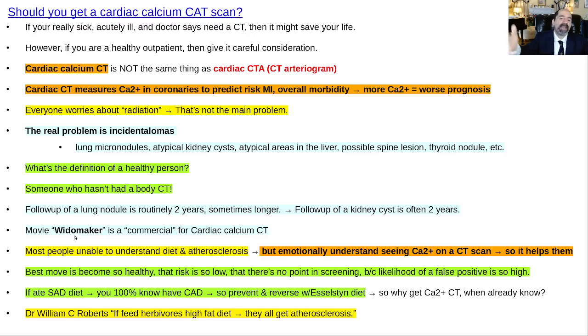If you do the CAT scan and you find that there's a lot of calcium in your coronaries, what are you going to do? If you're smart, you'll do the Esselstyn diet. Okay? Well, why not do the Esselstyn diet anyways? Because you already know you have it. So why radiate yourself for nothing?